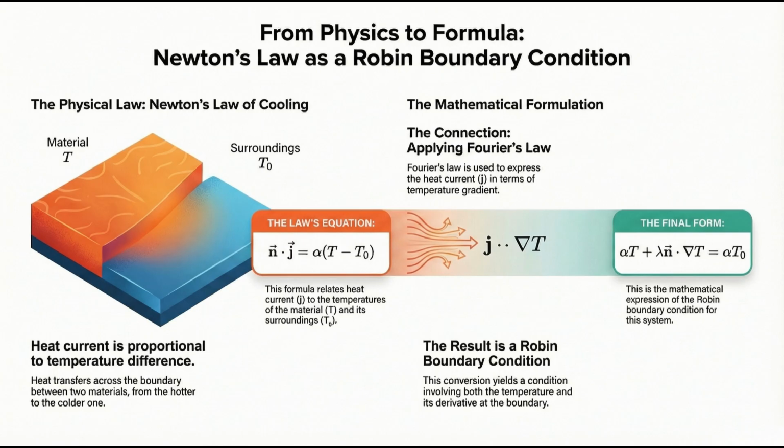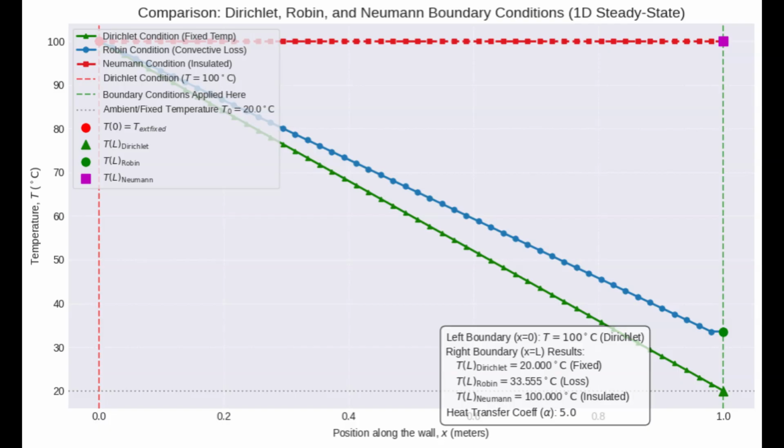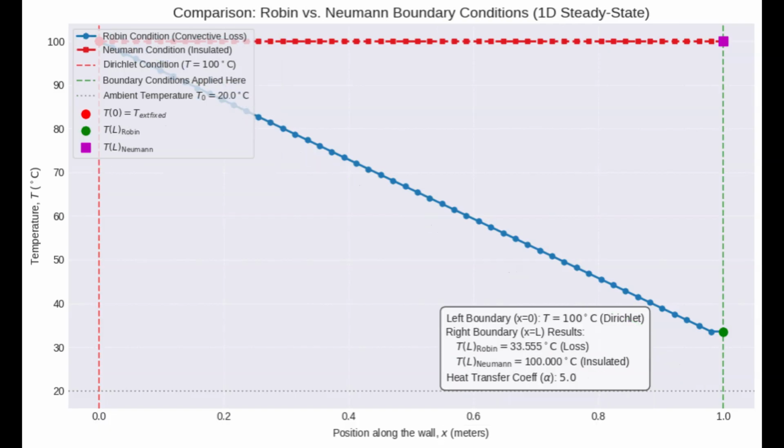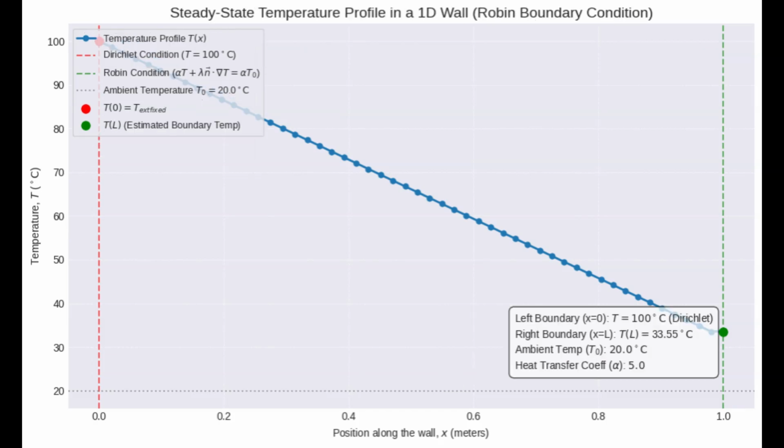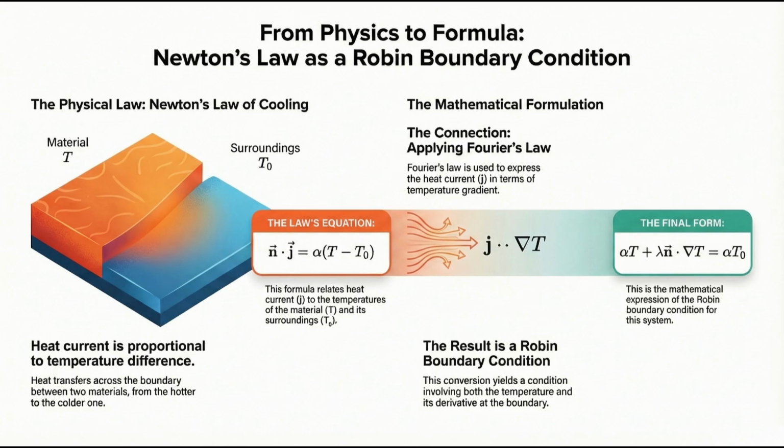escape. Finally, the real magic here is that Robin gives you a realistic, middle-of-the-road result. Think about the two extremes. You've got the Dirichlet condition, which is like max cooling, maybe down to 20 degrees. Then you've got the Neumann condition, perfect insulation, so zero heat flow and the highest possible temperature, say 100 degrees.